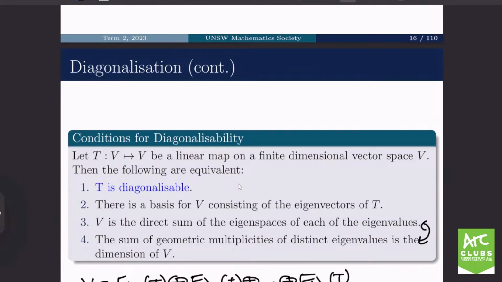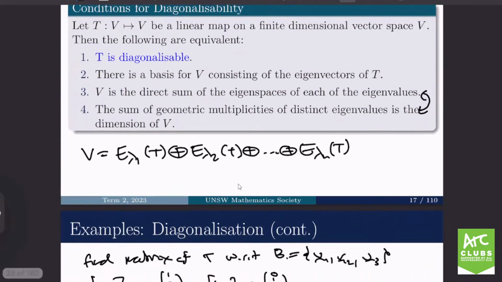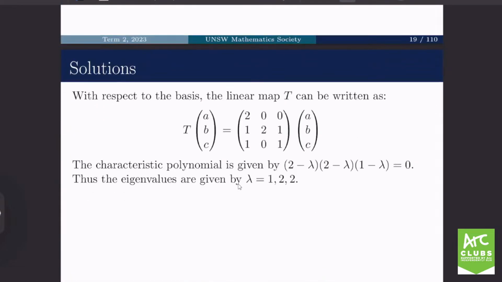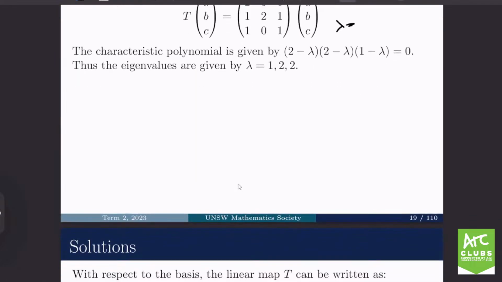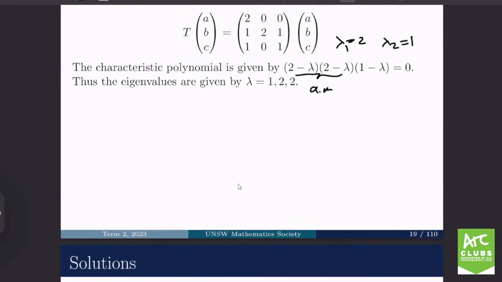Okay, and in order to do that, one way is to look at our last condition, and that is to find all the geometric multiplicities for distinct eigenvalues and sum them together. And the question is, do we get 3? Okay, so the characteristic polynomial, if we actually find it, should be this. Okay, so we have lambda 1 equals 2, lambda 2 equals 1. Okay, and so this has algebraic multiplicity of 2.